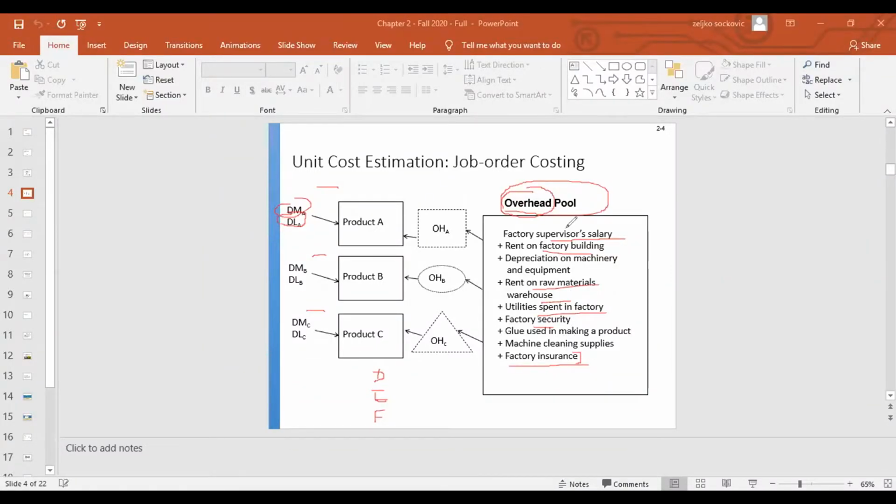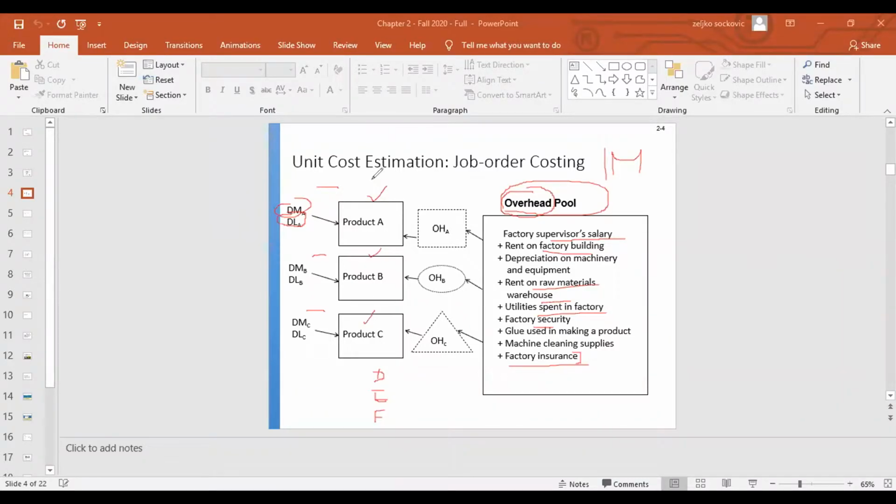So if I say the overhead pool is $1 million total, and I have, I don't know, 5,000 or 10,000 units, well, if all units are the same, then we can average, but again, that will be like process costing, which we are not doing here or in this class. But in job order costing, or traditional costing, each product is different, right? So product A is different from product B, from product C.